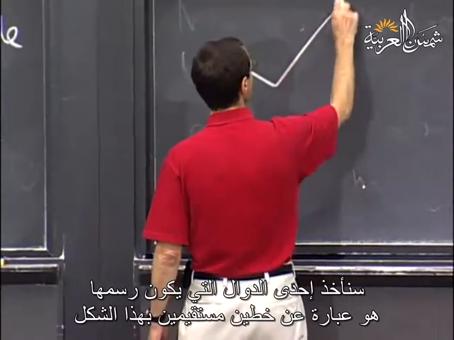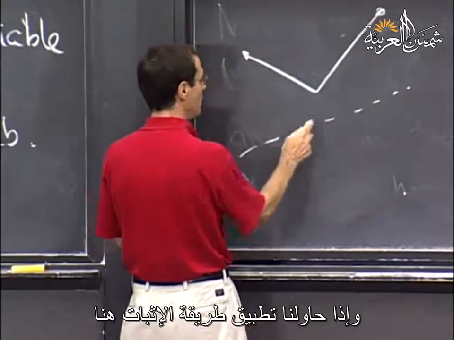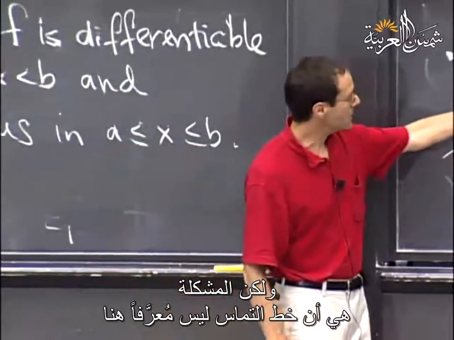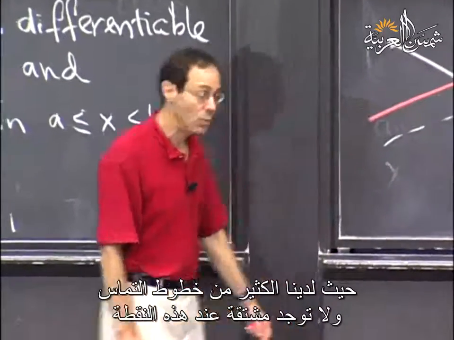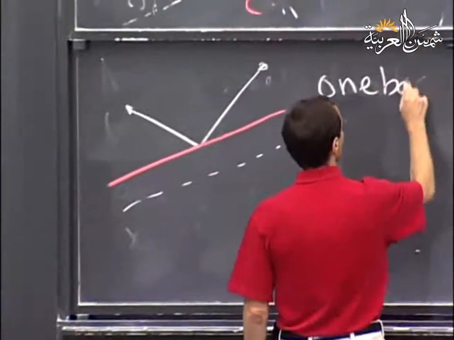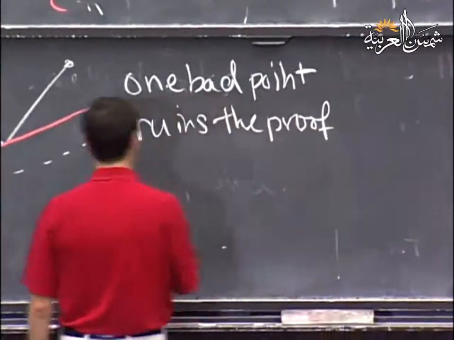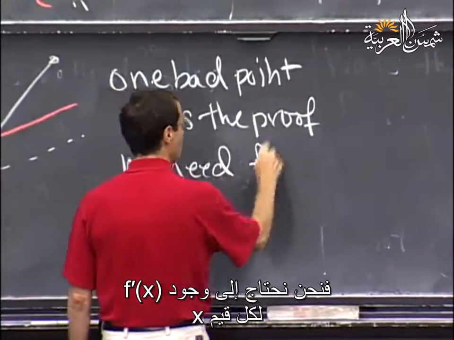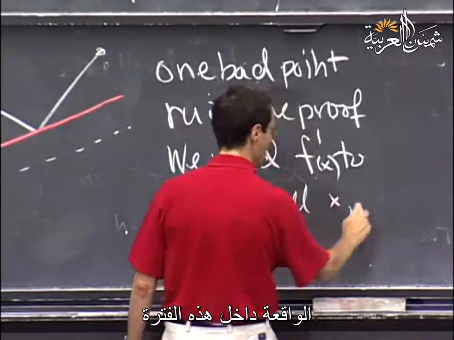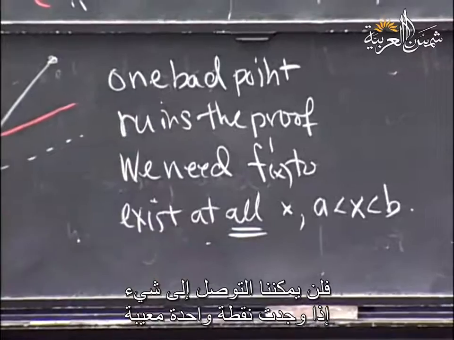I'll just take a function which is two straight lines like this. And if you try to perform this trick with these things, then it's going to come up and it's going to touch here. But the problem is that the tangent line is not defined here. There are lots of tangents, and there's no derivative at this point. So the derivative doesn't exist here. All right? So this is the claim that one bad point ruins the proof. We need f prime to exist at all, so f prime of x to exist at all x in between. Can't get away even with one defective point.